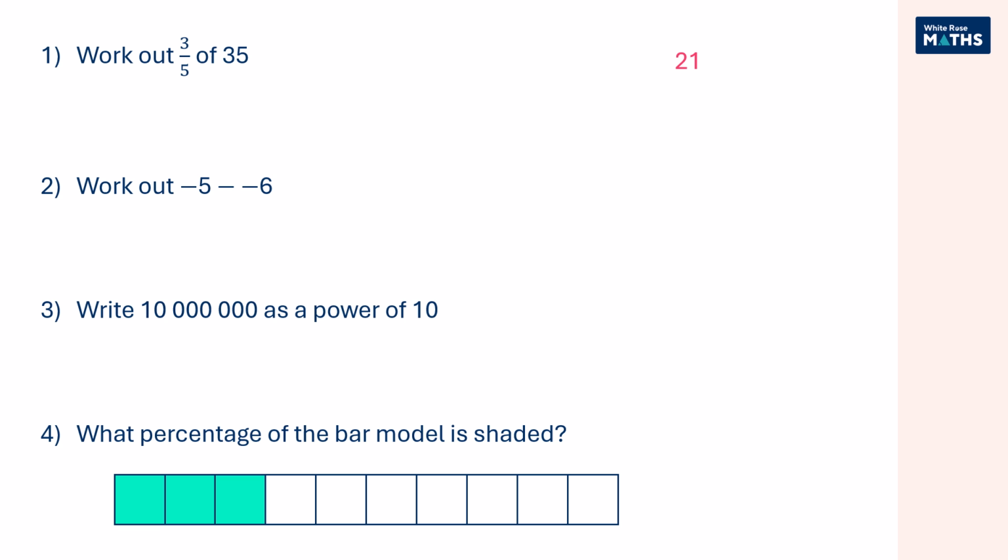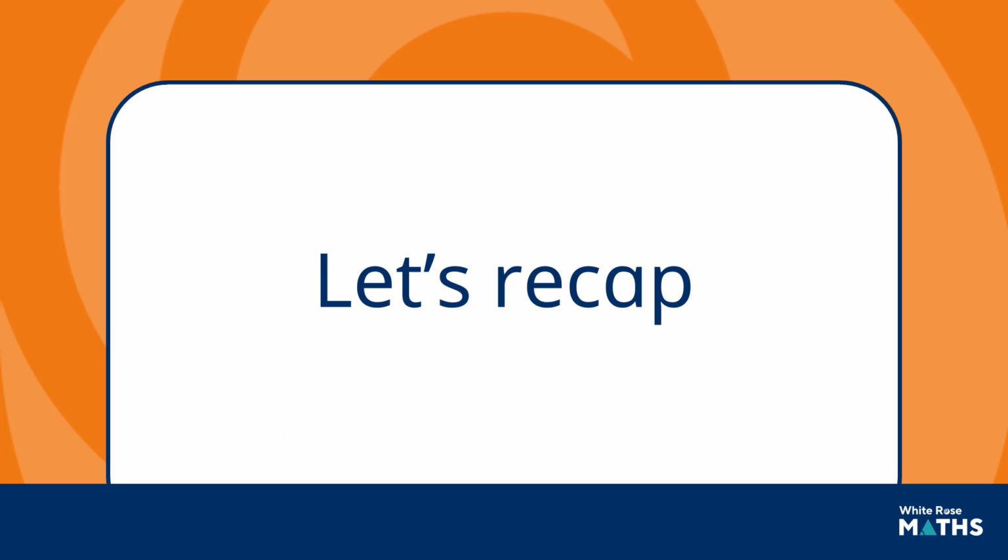So answers for these. Question 1 is going to be 21, question 2 is going to be 1, question 3 is going to be 10 to the power of 7, question 4 is 30%.